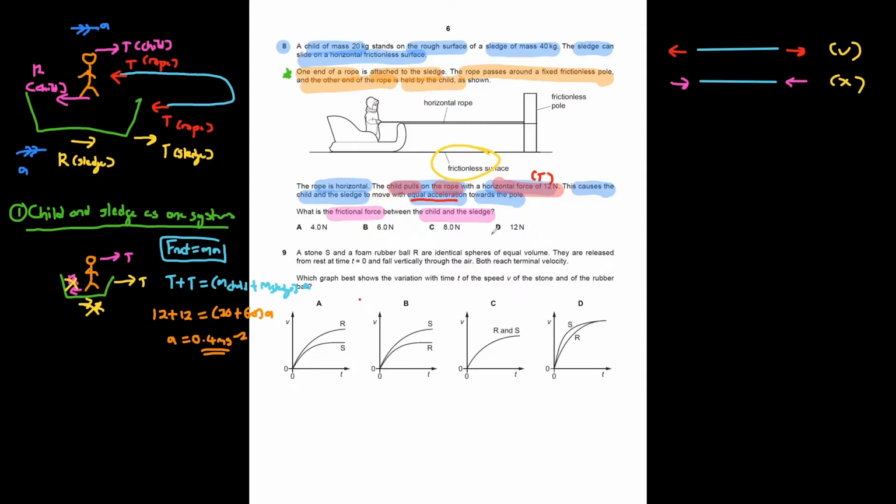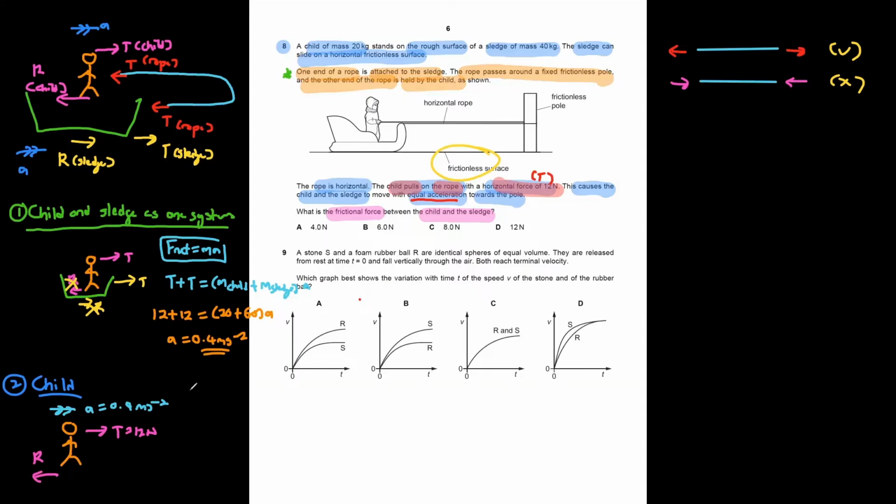So now if I just consider the free body diagram acting on the child itself, let's just call this the free body diagram of the child. We would have the child here, and you have the horizontal force T acting on the child of 12 newtons. You have an acceleration of a equals 0.4 meter per second squared. And then you also have that frictional force R, which is what you want to find.